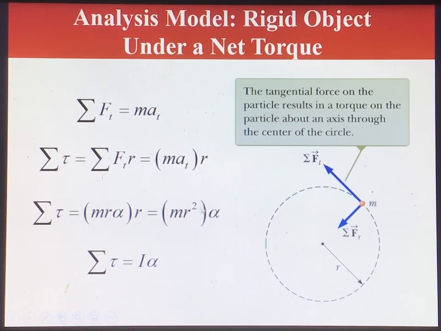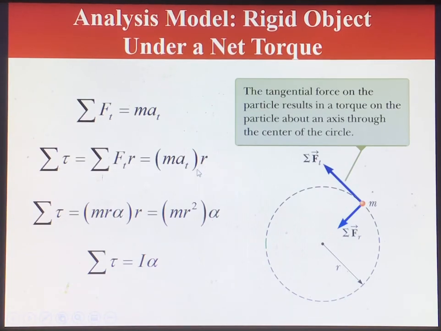For example, we know that the sum of all the forces is equal to mass times acceleration. So in the tangential direction, the sum of all the torque is equal to the tangential force times the distance. We know what the distance from here to here is, so the sum of all the torque is just the tangential force times the radius, which is m times a_t times r.